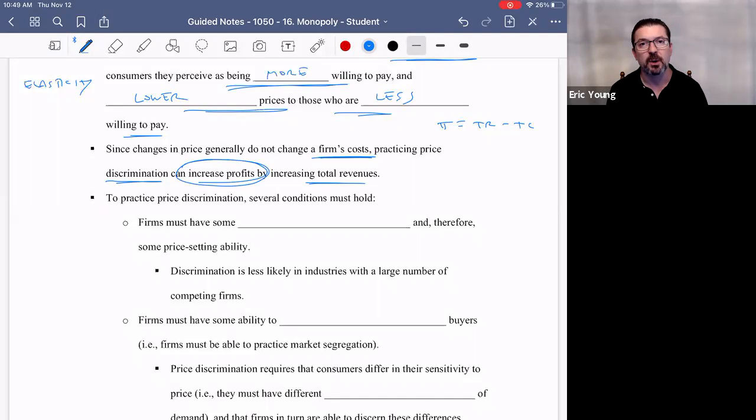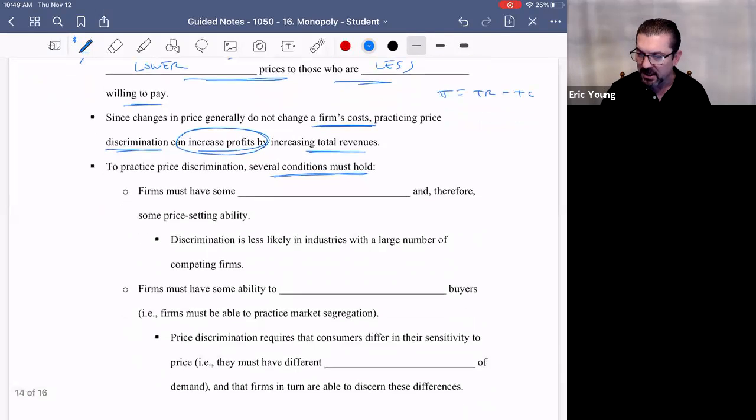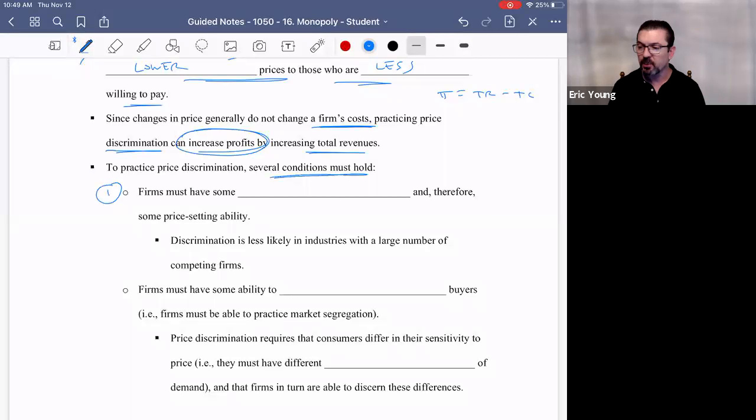The firm can only achieve this, however, if it can achieve several conditions, okay? So to do price discrimination, what do you have to be able to enforce or achieve? There are a couple of conditions. Condition number one: in order to price discriminate, the firm has to have some market power. Since you're going to charge different prices, you have to have some price setting ability, and therefore you have to have some market power. So condition number one, to price discriminate, a firm has to have market power. Note that discrimination is going to be a lot less likely as the industries grow bigger, the number of firms grows bigger, and the level of competition increases. It's just much harder to do, okay?